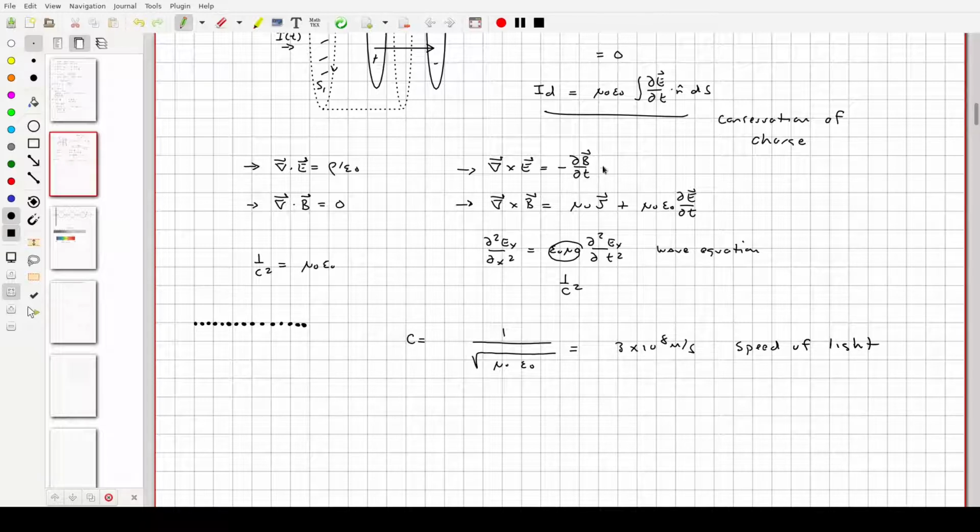What we have done through the Maxwell equations is come up with a joined electric and magnetic field that travels like a wave outwards and has the speed of light. This wave is called the electromagnetic wave.